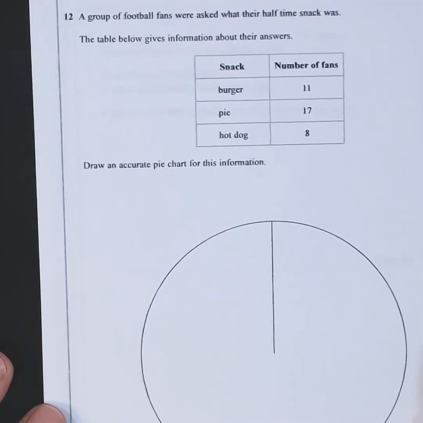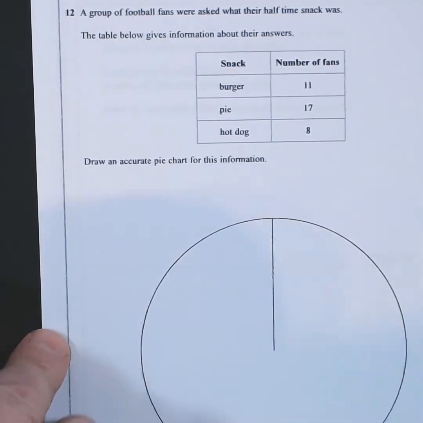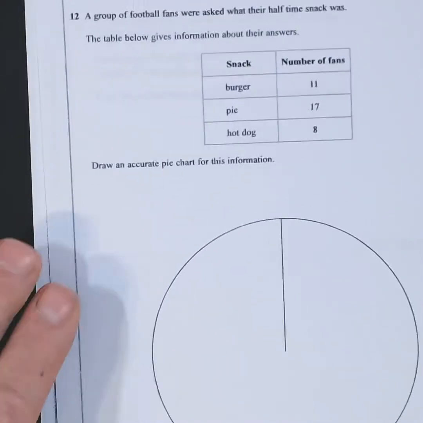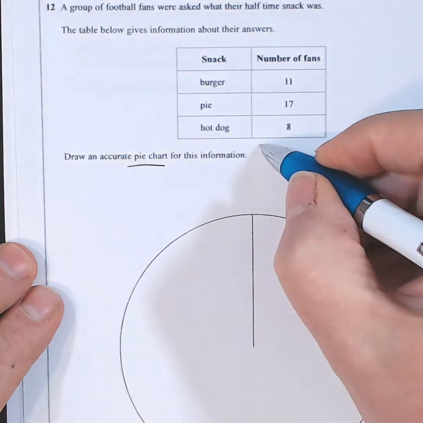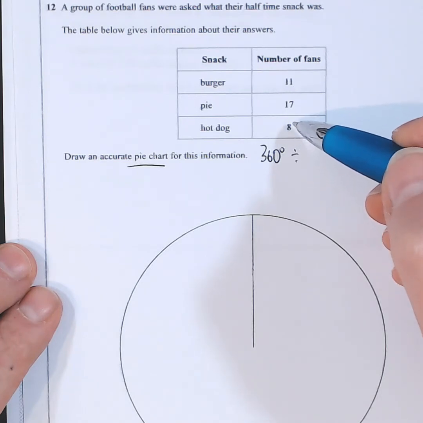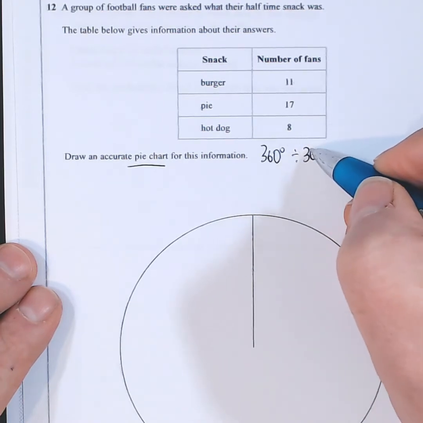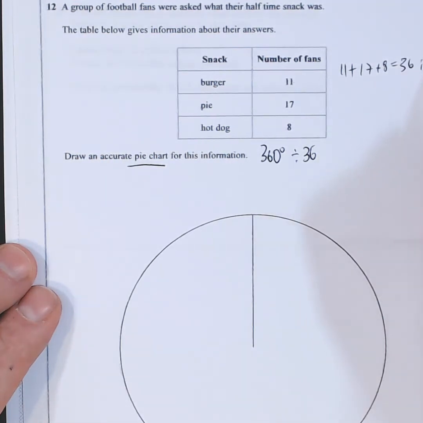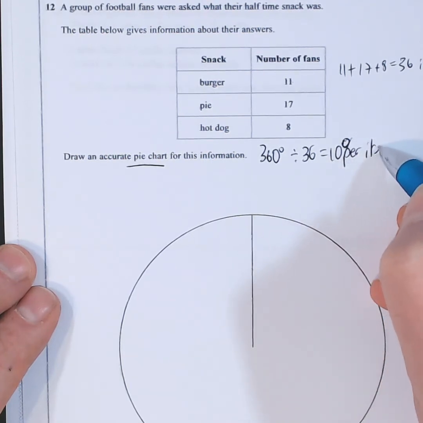This question is asking us to draw a pie chart, which means that we need to work out the angles, and we then need a protractor to draw the angles. So we go through then thinking about, well, a pie chart is about 360 degrees, and we're going to share that by the number of items altogether. So we got 8, 25, 36. So the 36, because 11 plus 17 plus 8 equals 36 items. And if we do that, we get 10 degrees. So 10 degrees per item.